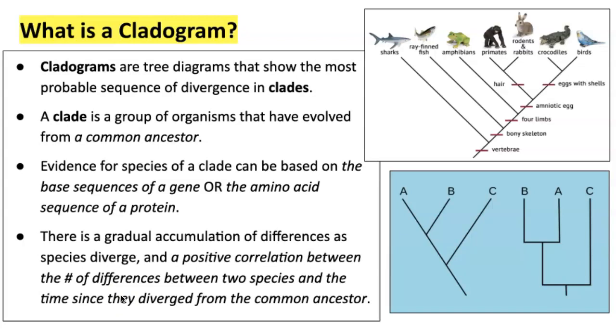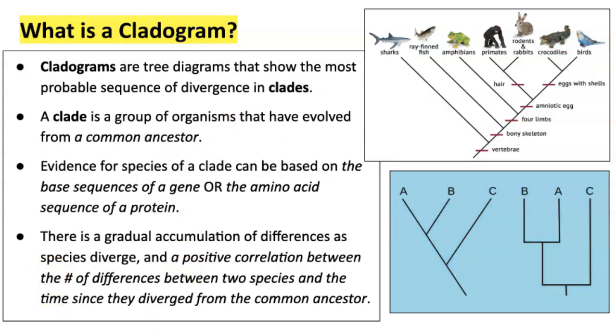But basically, back to our one slide of notes that's taken quite a while. There is a gradual accumulation of differences as species diverge, and a positive correlation between the number of differences between two species and the time since they diverged from a common ancestor. So this is just saying that if we look up here, the sharks are going to have many more differences from birds because they diverged further in the past, meaning that they've evolved more differences. Whereas the birds and the crocodiles are going to have evolved fewer differences because they diverged more recently.